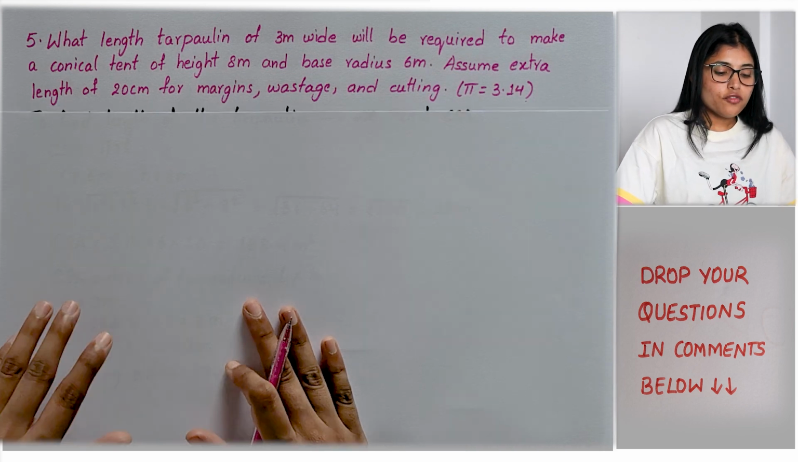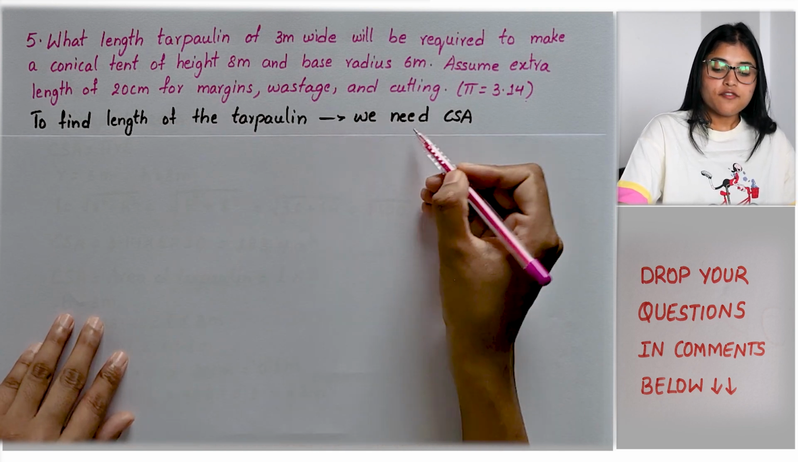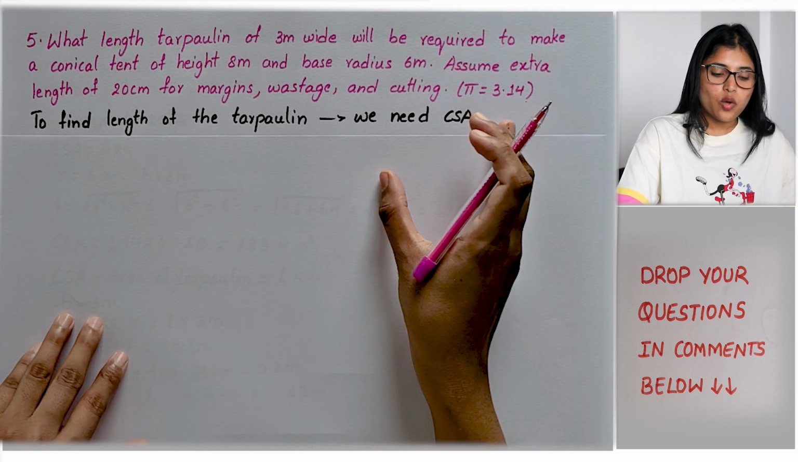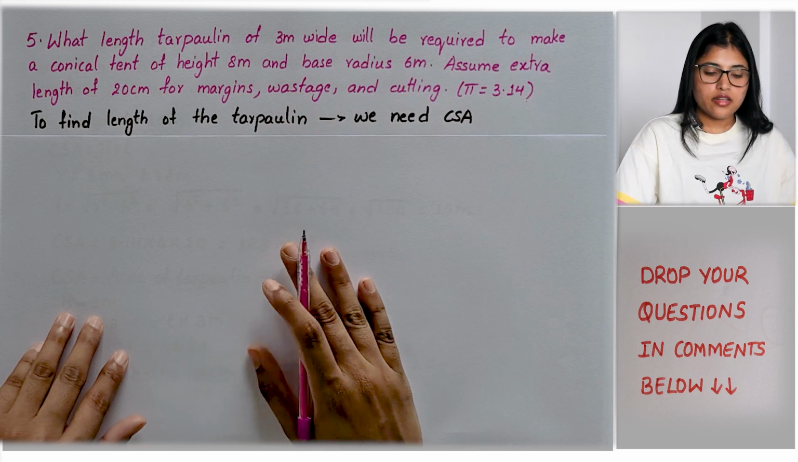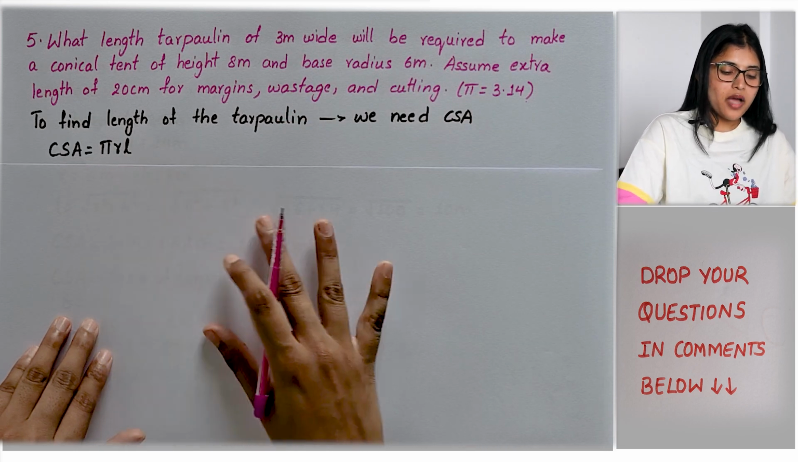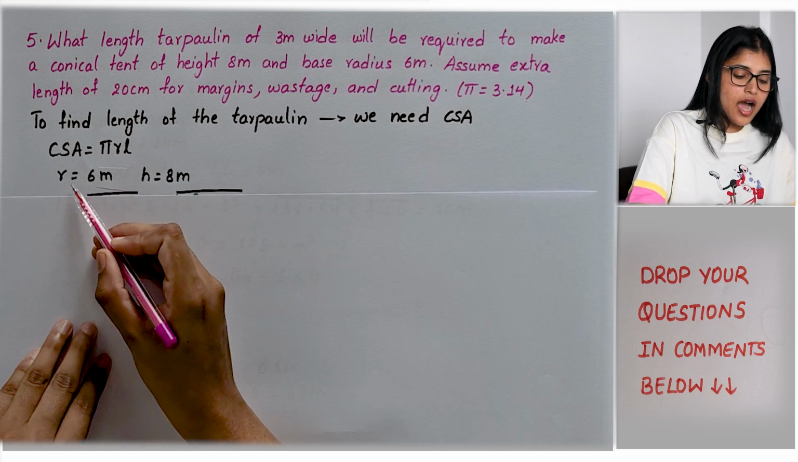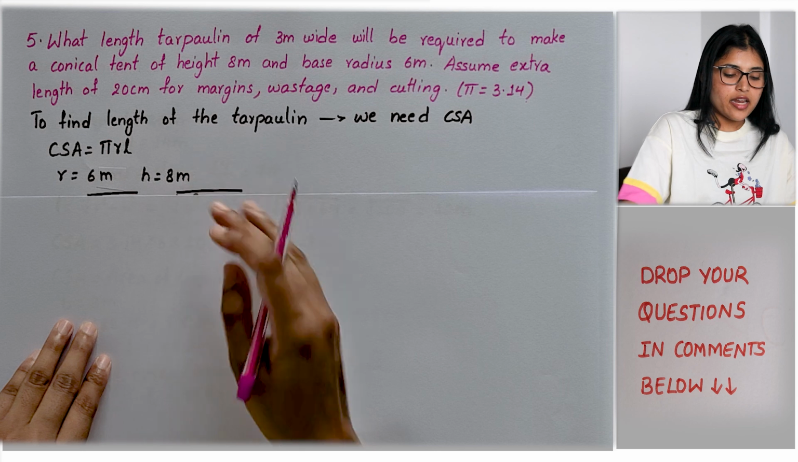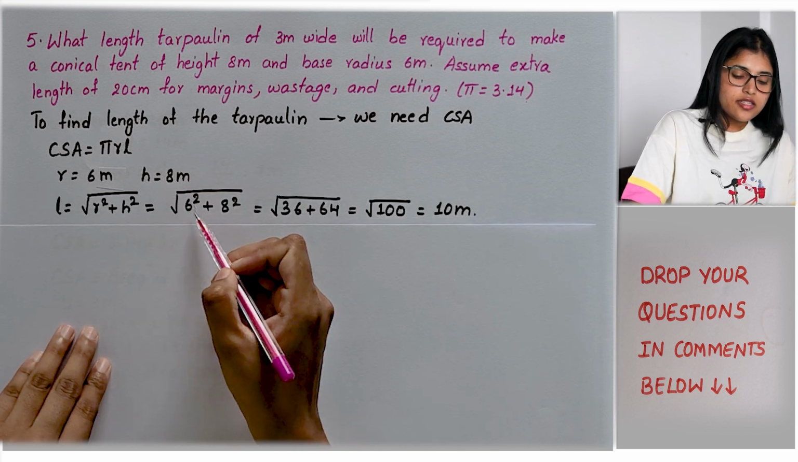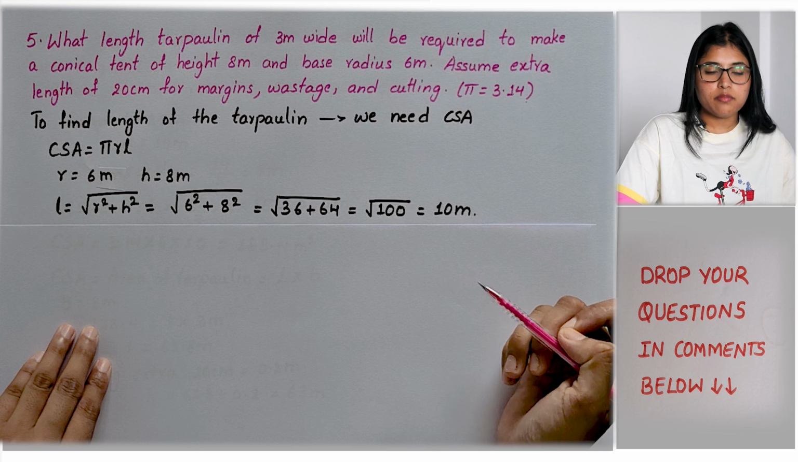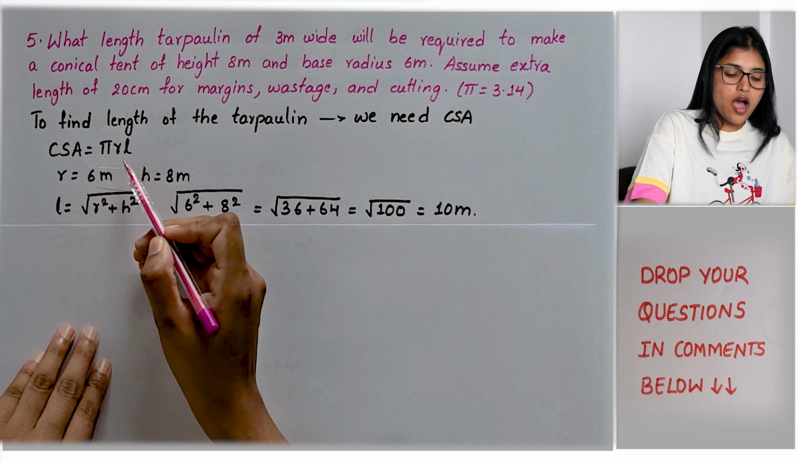So in order to find the length of the tarpaulin, first we need to find the curved surface area, that is the area of the tarpaulin required, and from that I can find the length. Let me find curved surface area as pi RL, and substituting R as 6 meters and H as 8 meters, I need to find the value of L first, which is square root of (6 square plus 8 square), which is square root of 100, which is 10 meters. Now I have the value of R and L.